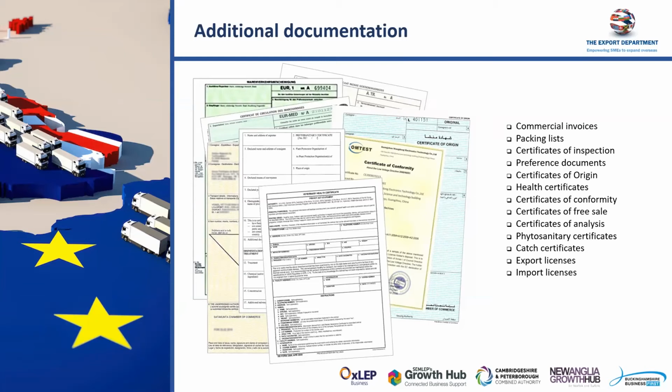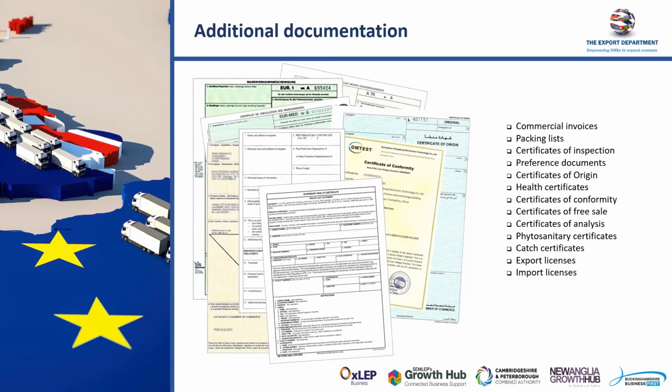And certificates of analysis, we talked about before, can be a requirement for food products or wines or spirits or chemicals. This is where the goods have to be tested before they can be exported, and they have to have that certificate of analysis to accompany them. That testing can be done at your premises as the exporter, or it can be done at the location where the goods have been loaded for transport.